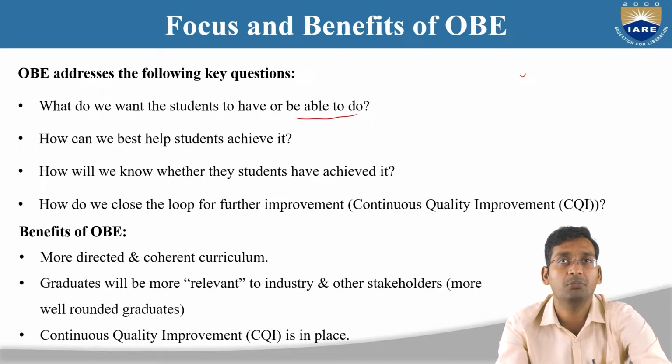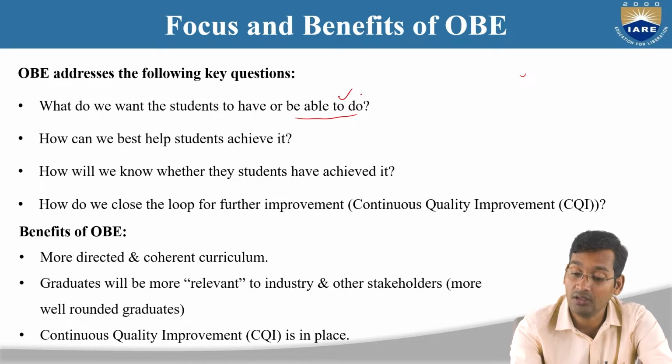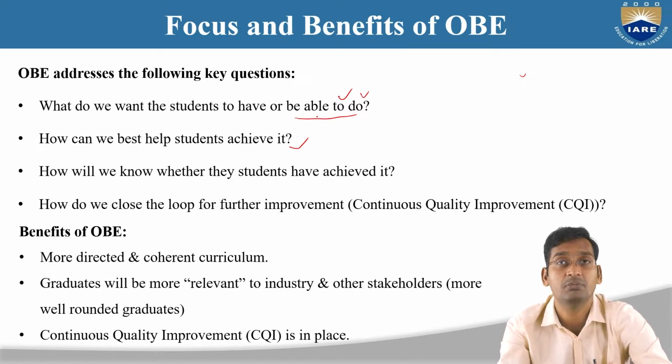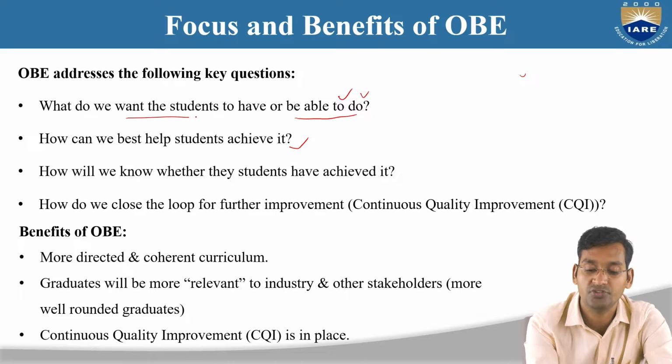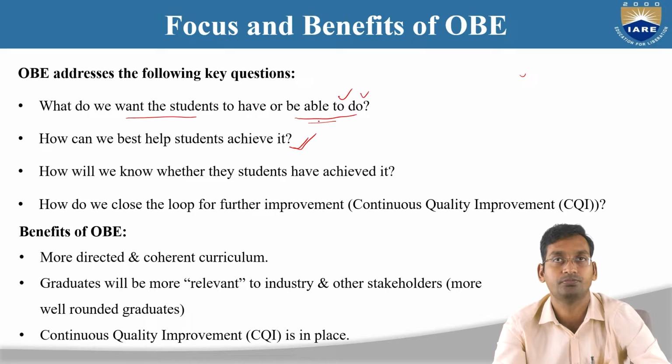Next is, how can we best help a student achieve it? The first thing is what we are seeing as the management or faculty. Then, how can we best help a student to achieve it? That means how we can help a student so that whatever the target is, what they want to see or be able to do, they achieve that goal.